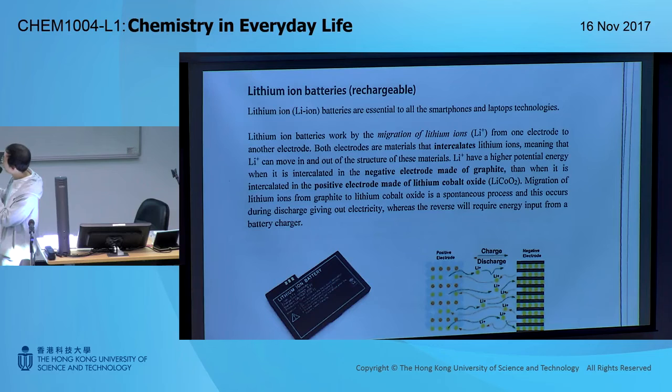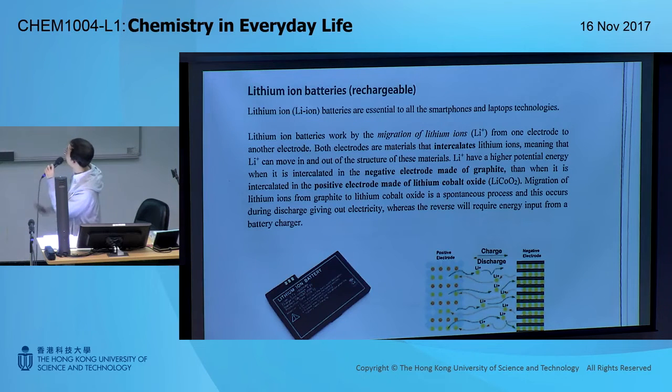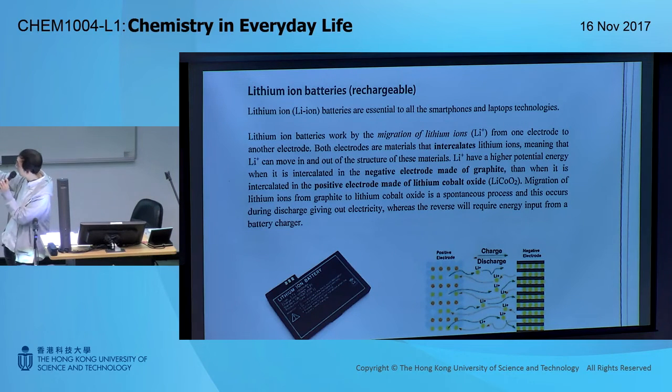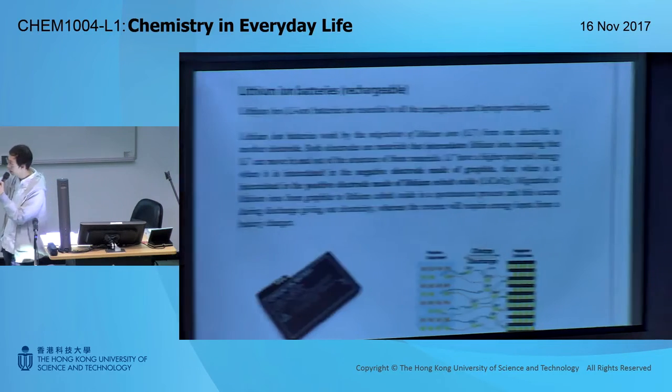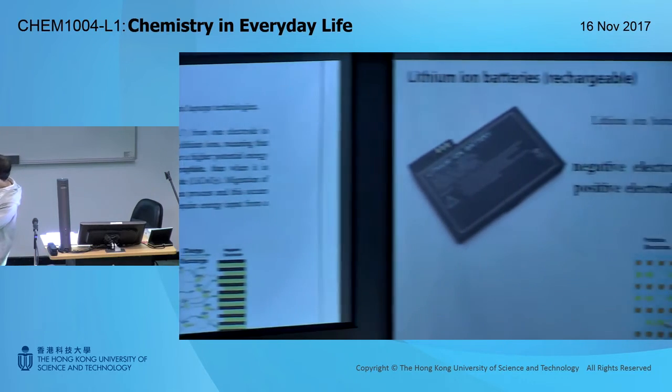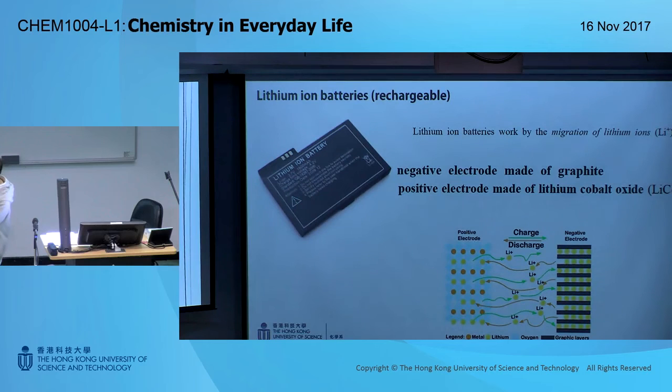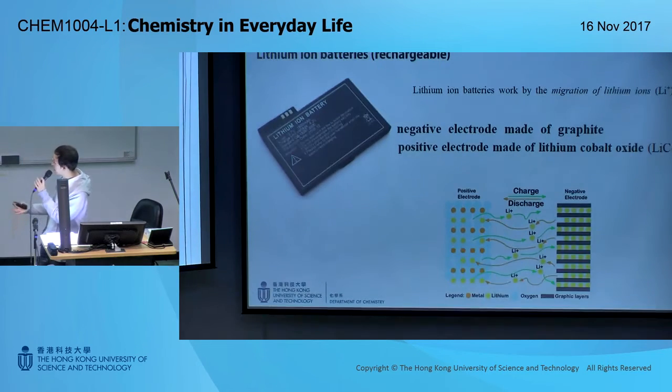So let's see how this works. Basically, lithium-ion batteries work by migration of lithium ions. There are lots of lithium ions inside these batteries, and they swim between the positive and negative electrodes. The lithium ions are like swimmers, and they swim across either from positive to negative or from negative to positive, depending on whether it's charge or discharge. So it's basically a battery that allows the swimming of lithium ions.